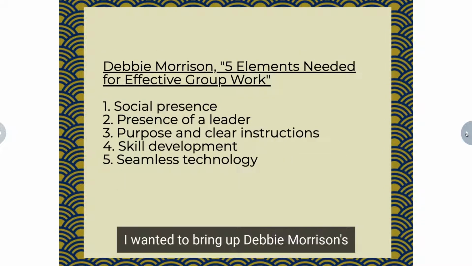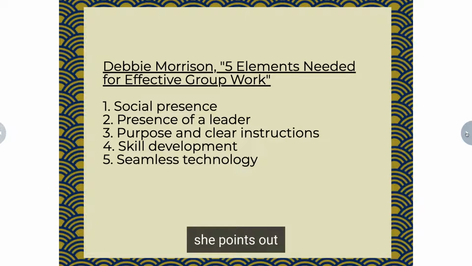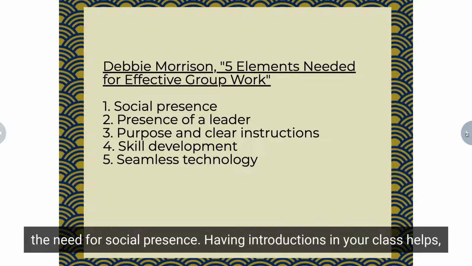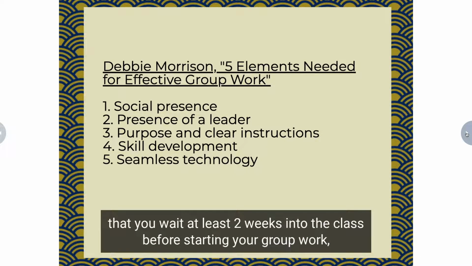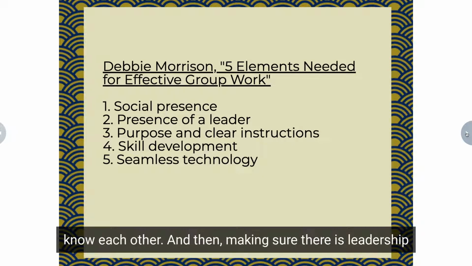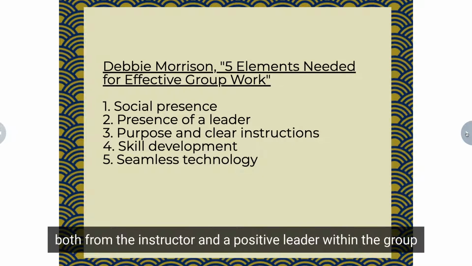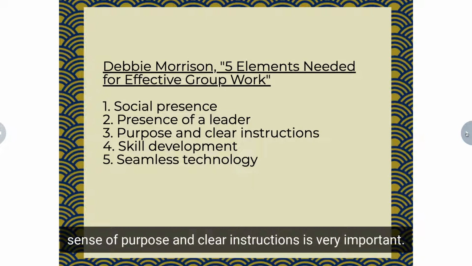I wanted to bring up Debbie Morrison's 5 elements needed for effective group work. So first of all, she points out the need for social presence. Having introductions in your class helps. And it's recommended that you wait at least 2 weeks into the class before starting your group work so that the students in your class can get to know each other. And then making sure there's leadership, both from the instructor and a positive leader within the group, is also really important. As I said before, having a sense of purpose and clear instructions is very important.